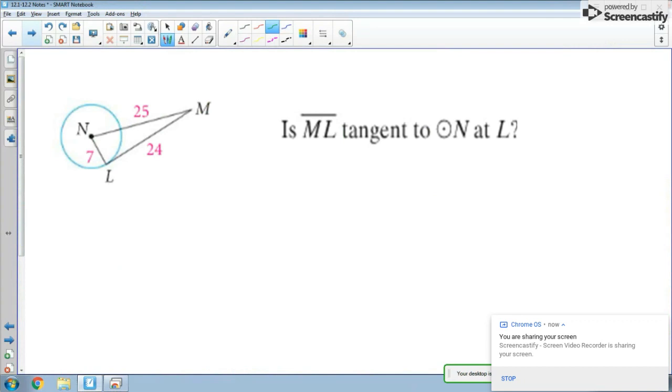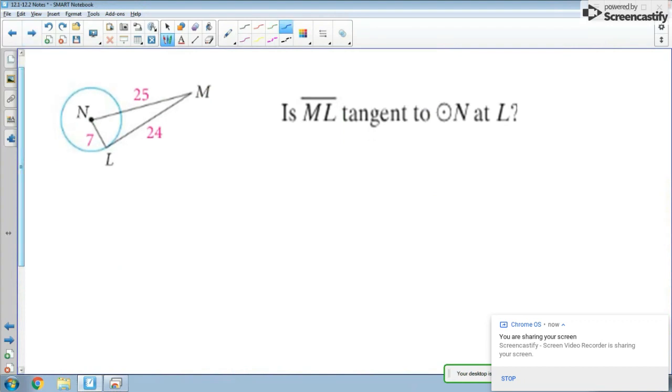So this says, is ML tangent to point N at L? I don't know if you have this in your workbook, but you should do this in the margin, please. So let's consider this a now you try. And it's pretty straightforward. I mean, if this satisfies the Pythagorean theorem, then you know that it is tangent because it would be a 90-degree angle. So that's what we're looking at. Now you try. So pause the video, give that a shot in the margin. It's not on your handout.